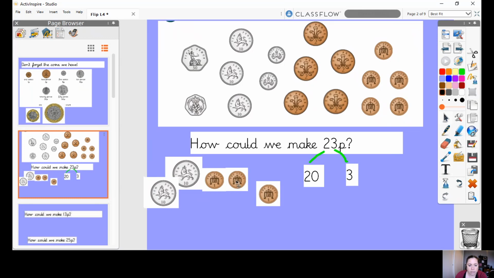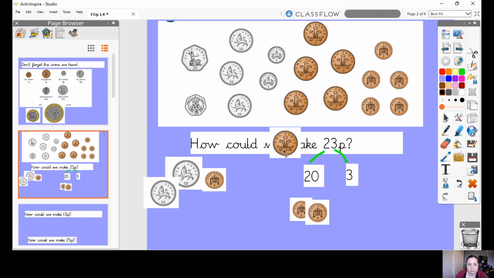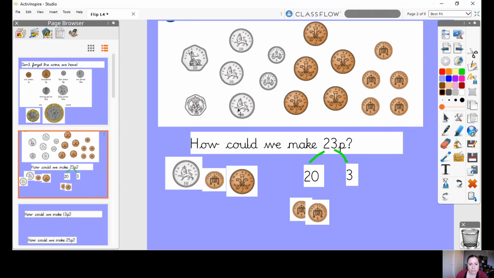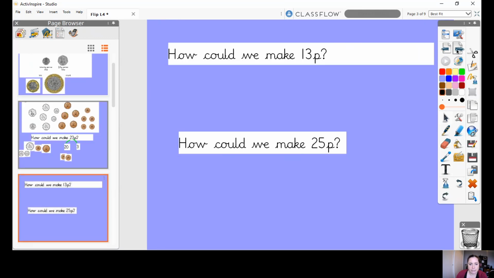Or I could move those two out the way, grab that 2p back, and I could make 23p like this. I could also partition down one of these 10p's for 2 5p's. I know 2 5s make 10. Here's 10. Here's 10. 10 and 10 makes 20. So there are lots of different ways that we can do this.